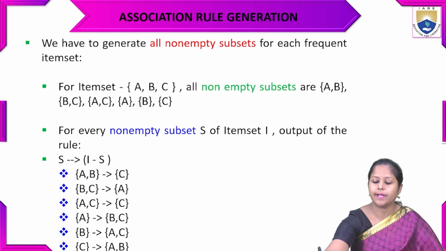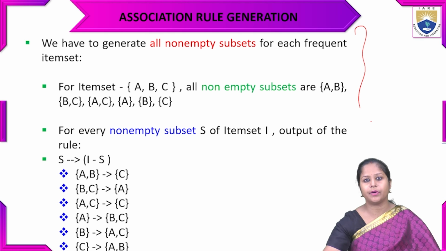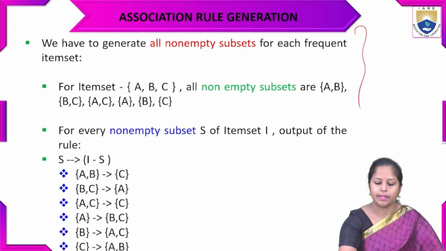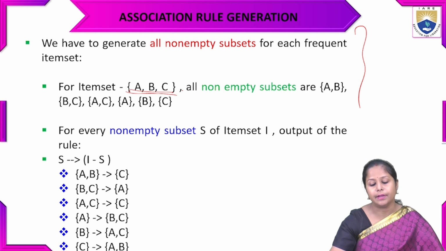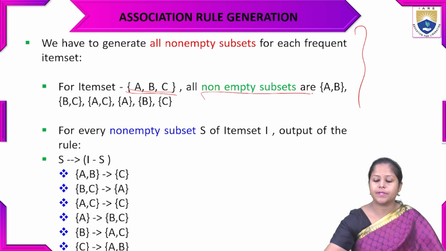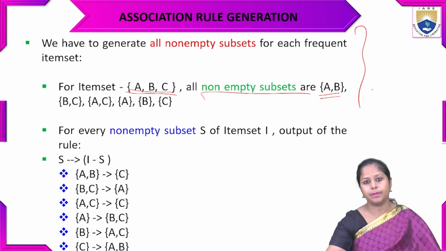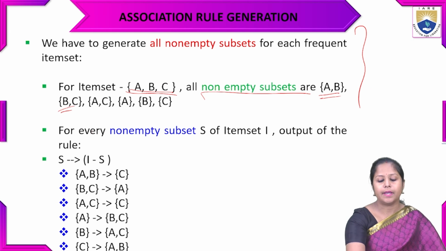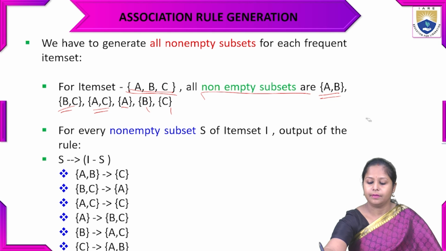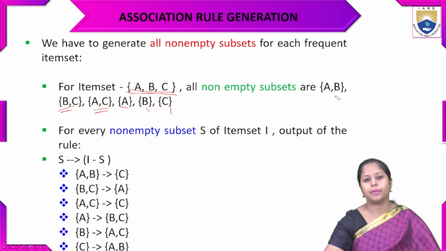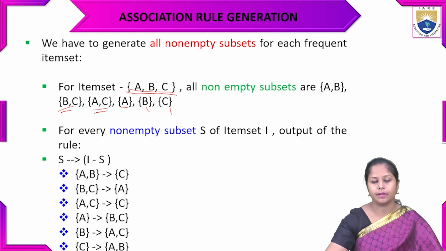So we have to generate all of the non-empty subsets for each frequent item set. For item set A, B, C, the non-empty subsets are AB, BC, AC, A, B and C. That is how we get the non-empty subsets from that item set.